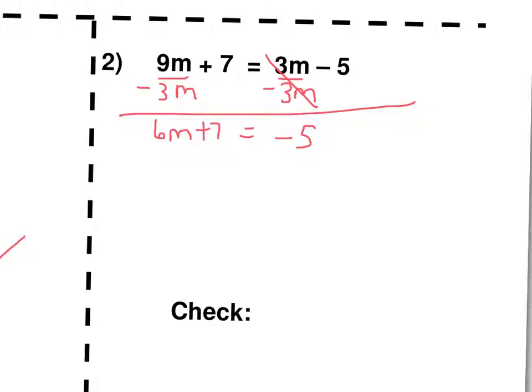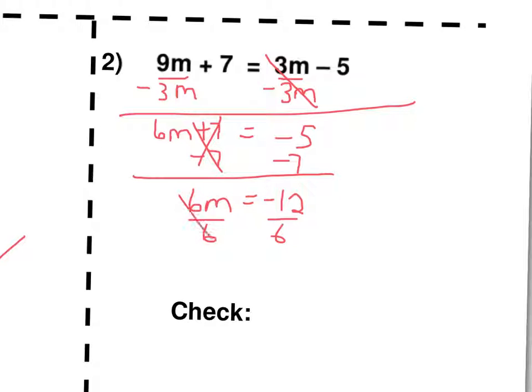That is eliminated. I'm left with a negative 5 here, is equal to 9 minus 3 is 6, 6m plus 7. Now I want to move this 7 over to that side, and the way I do that is by doing an opposite operation. So I subtract 7, subtract 7. This is eliminated. I get 6m is equal to a negative 12. I divide by 6, so m is equal to a negative 2.